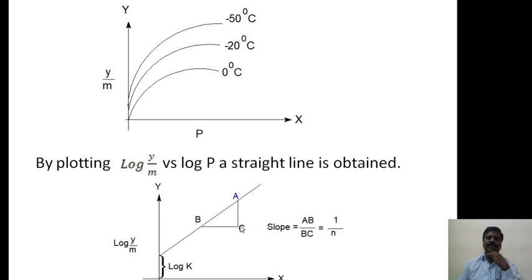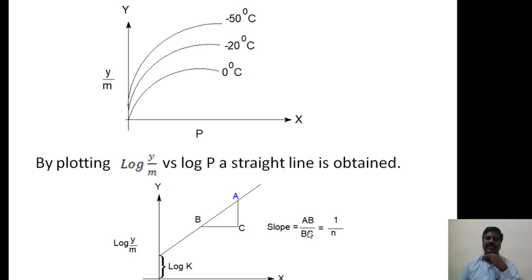The slope of the curve is found from a triangle, ABC. Slope is equal to dy by dx, which here usually means AC divided by BC. Here the slope is written as AB divided by BC, but actually that is not correct. It should be the change in the y-axis, so dy by dx means AC divided by BC. It should be AC, not AB.